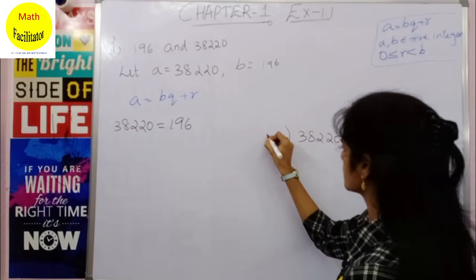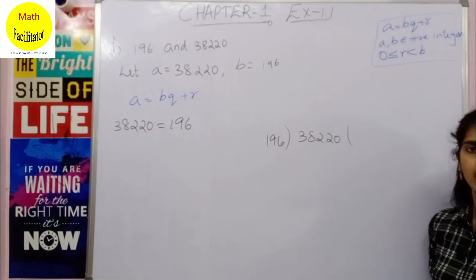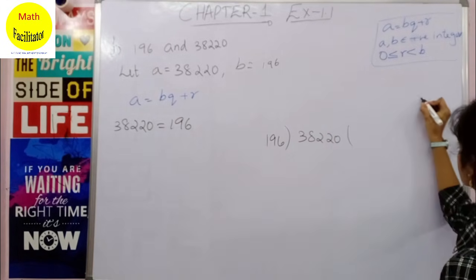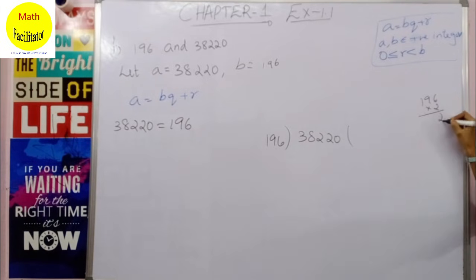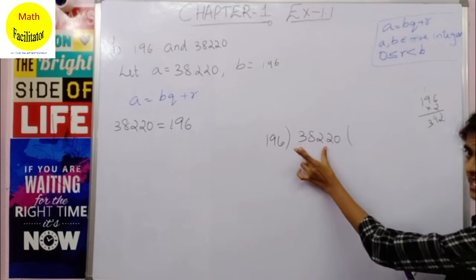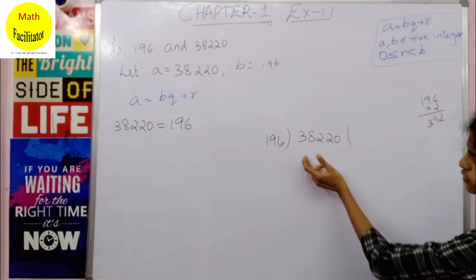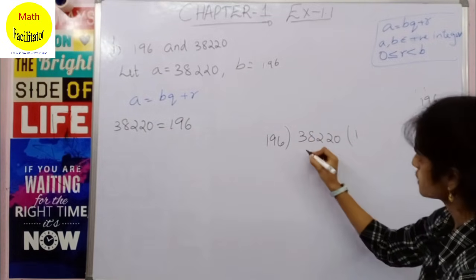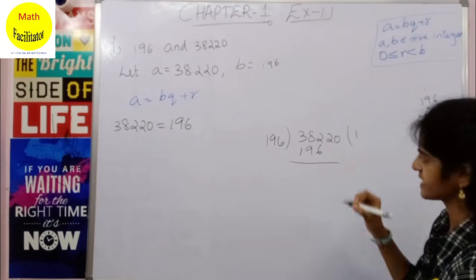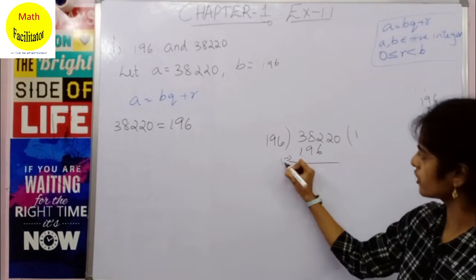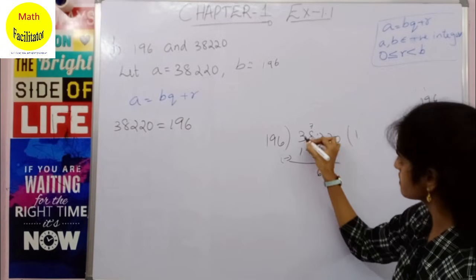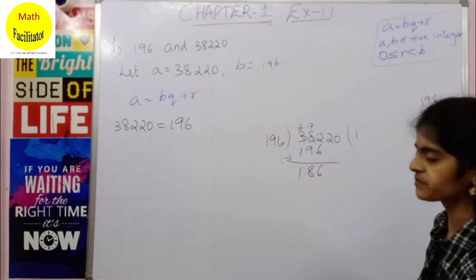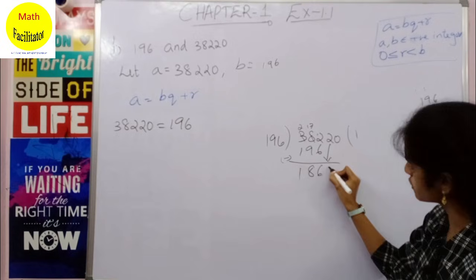38,220 divided by 196. Okay, so 196 multiplied 2 times, let us check. It is 392, but you have 382. So 392 is bigger than 382, so you will take 196 ones are 196. Okay, so subtracting, what do you have? Here it is 186.